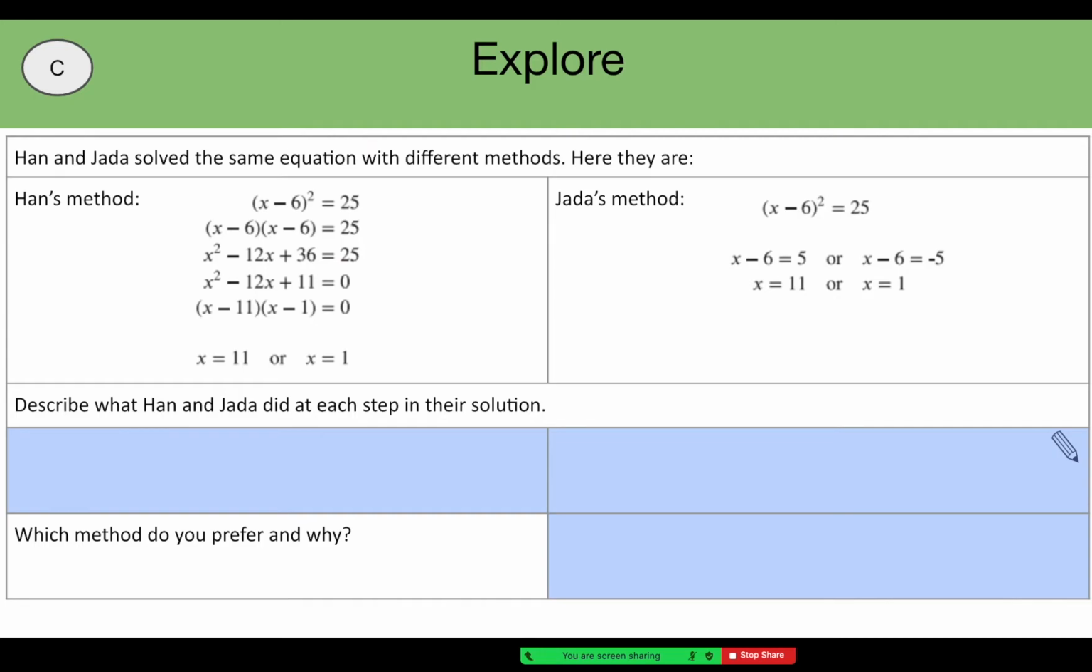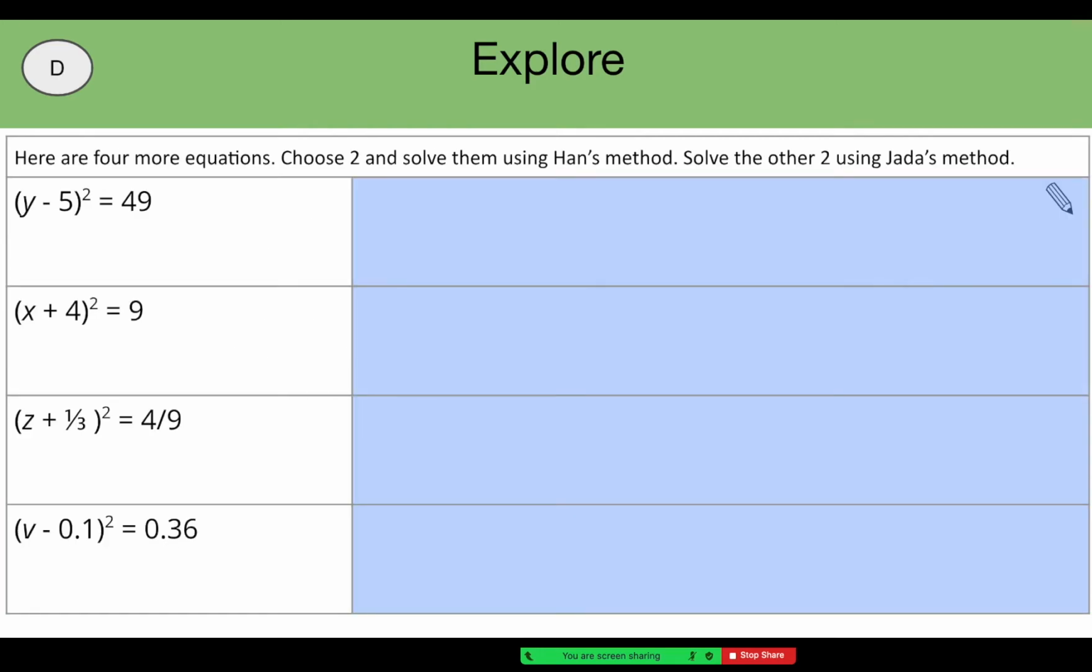And you should have explored a bit about how Han and Jada each solved their equations, and how their methods are similar and different, as well as which method you prefer. Together, we will solve an equation using Han's method, and we will solve it using Jada's method. And this will help us to further see how to solve quadratic equations using these different methods, as well as for us to further identify which strategy we prefer and why.